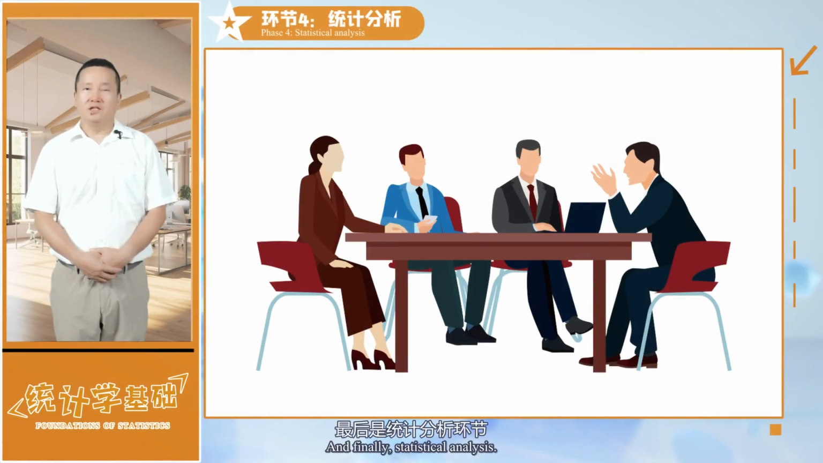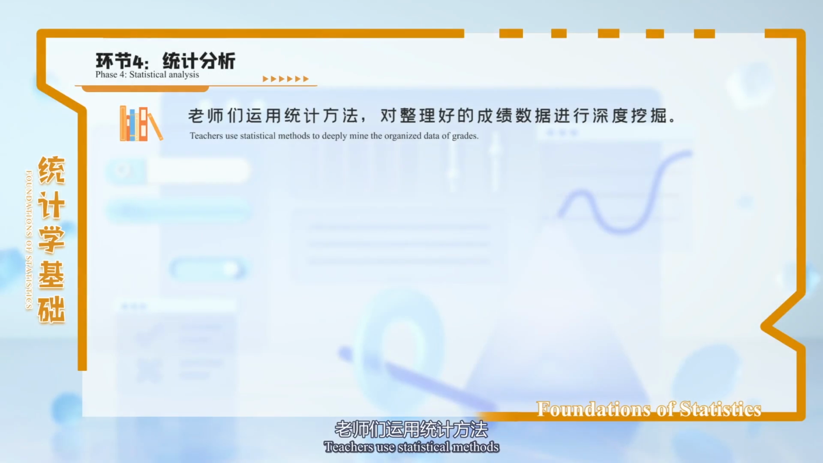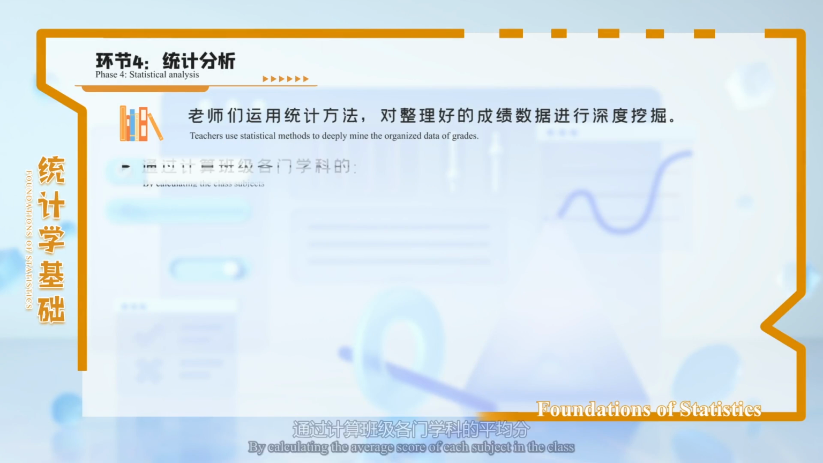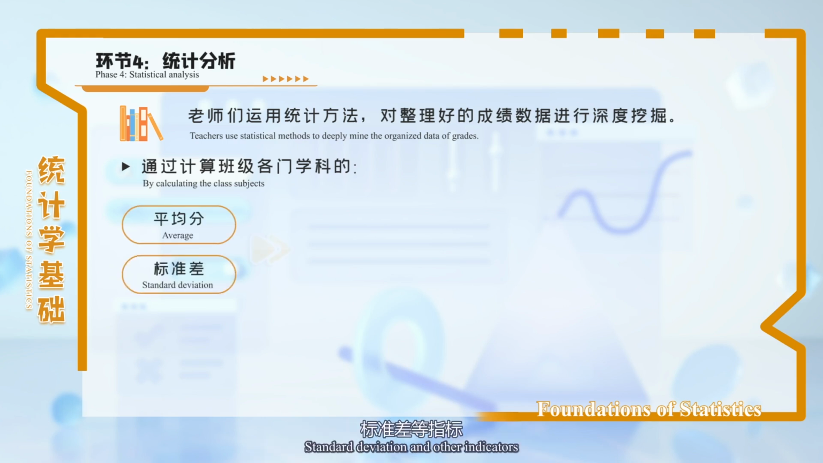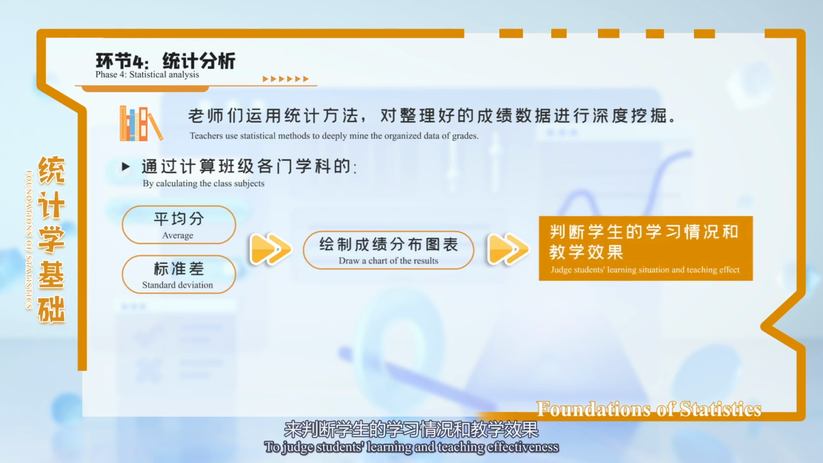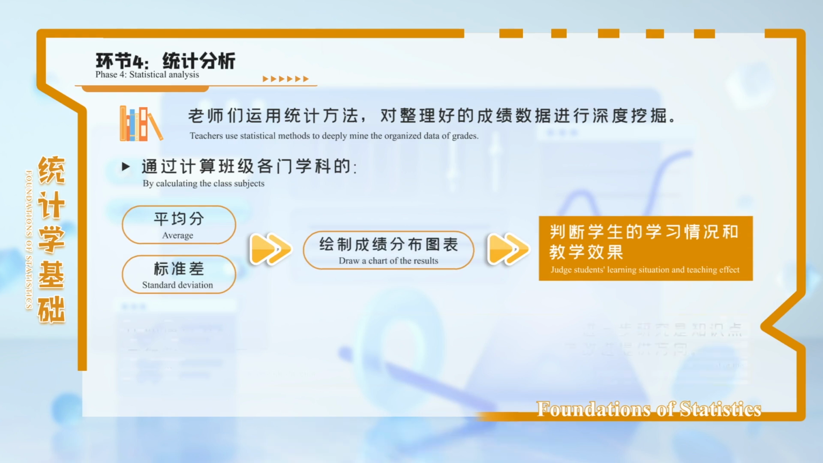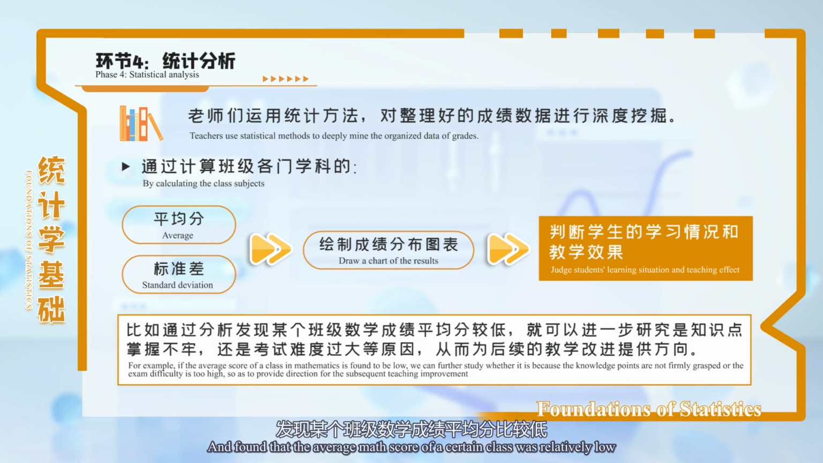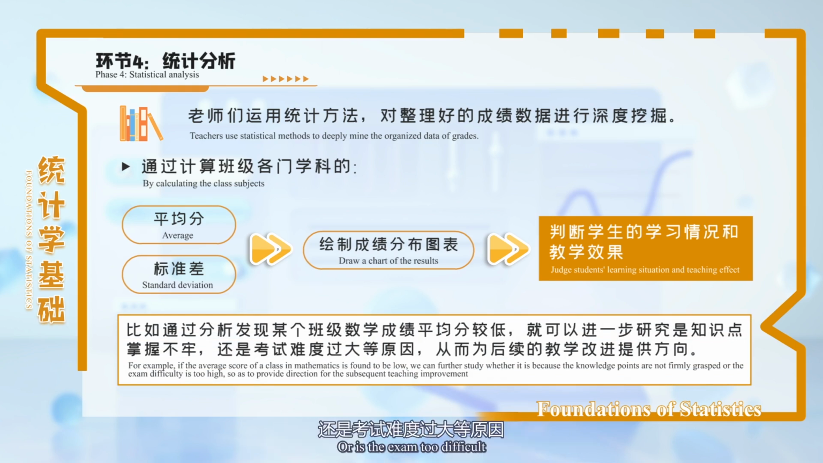And finally, statistical analysis. Teachers use statistical methods to deeply mine the sorted performance data, calculating the average score of each subject in the class, standard deviation and other indicators, and drawing a performance distribution map to judge students' learning and teaching effectiveness. For example, through analysis, if we find that the average math score of a certain class is relatively low, you can further study whether the knowledge points were not well mastered, or whether the exam was too difficult. Therefore, it provides direction for subsequent teaching improvement.